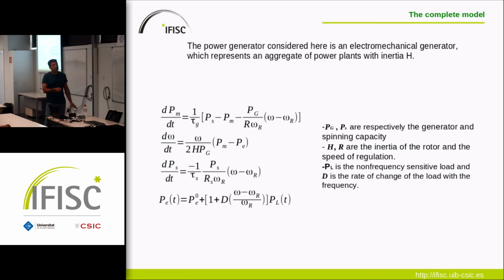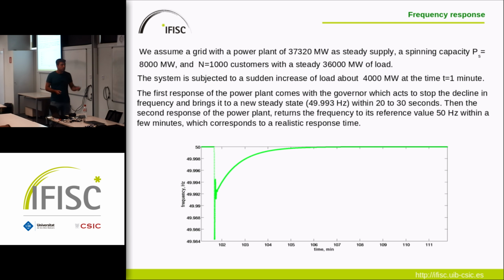And now we have this load here, which is time dependent, which is us switching on devices all the time, essentially stochastically. So how do we model that? Before that, this is just the response of the power plant to an increase of demand. So have a look here.